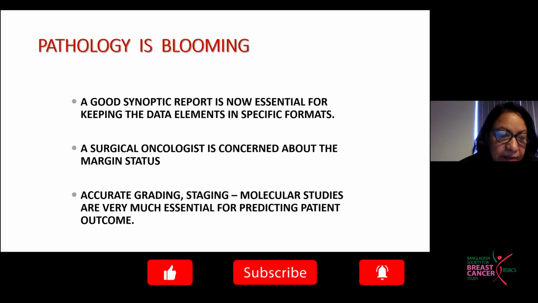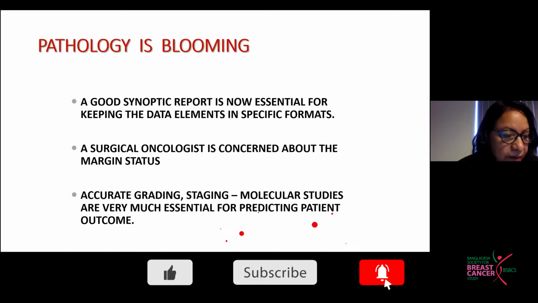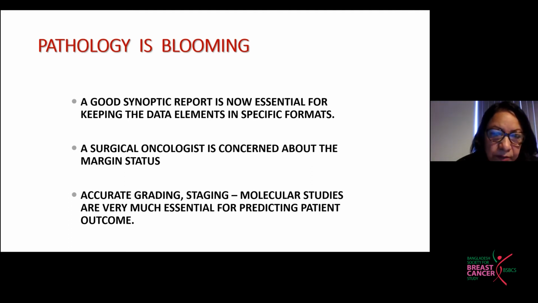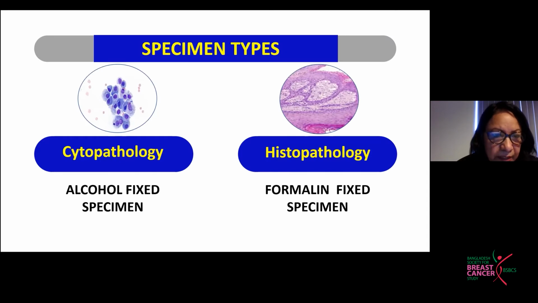A surgical oncologist is concerned about the marginal status of the tumor, and also accurate grading, staging, and molecular studies and other ancillary studies are very much essential for predicting patient outcome. So we receive specimen as cytological smears or histological sections. So histology includes tiny elements like core biopsy and also excisional biopsy.